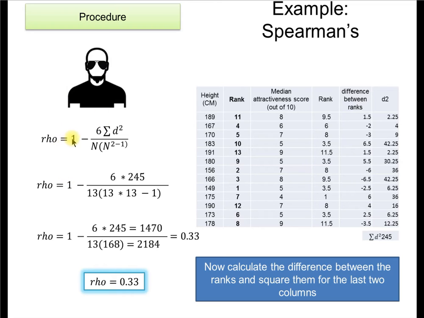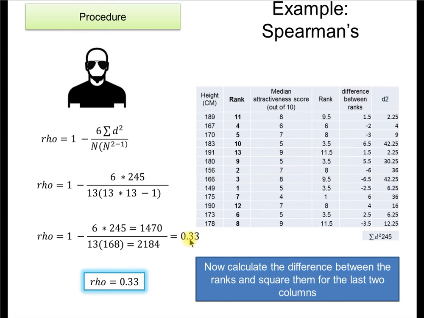So to calculate rho, we take 1 and subtract from it 6 times this number here, 245, over n, which is, remember, the number of sets of data, which is 13, times n squared minus 1. So these are the values that we wind up with. 6 times 245 equals 1470. 13 times 168. 168, by the way, is 13 squared minus 1. That gives us this value here, and that produces a rho value of 0.33. You don't really need the 0, but 0.33.